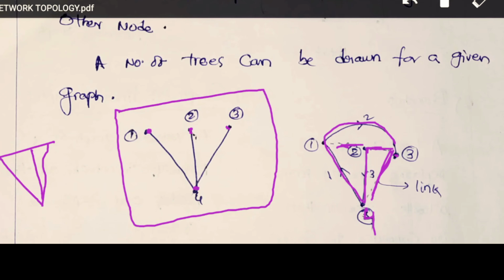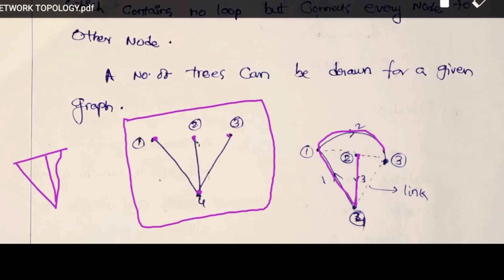The number of links is 3 here. What is meant by a link? What is meant by a tree? A tree is a subgraph of the original graph containing all nodes of the graph but no closed path. That is, it is a set of branches of a graph which contains no loop but connects every node to every other node. That is called a tree.